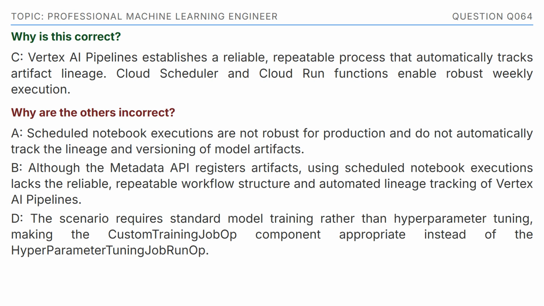A. Scheduled notebook executions are not robust for production and do not automatically track the lineage and versioning of model artifacts. B. Although the metadata API registers artifacts, using scheduled notebook executions lacks the reliable, repeatable workflow structure and automated lineage tracking of Vertex AI pipelines. D. The scenario requires standard model training rather than hyperparameter tuning, making the custom training job op component appropriate instead of the hyperparameter tuning job run op.